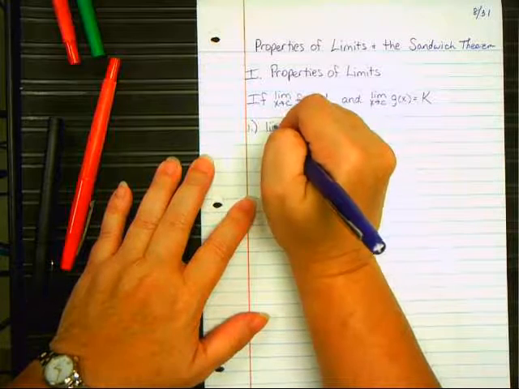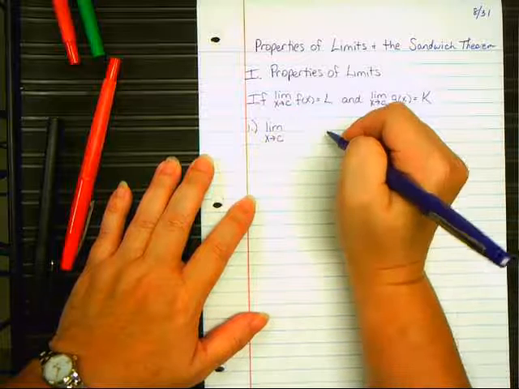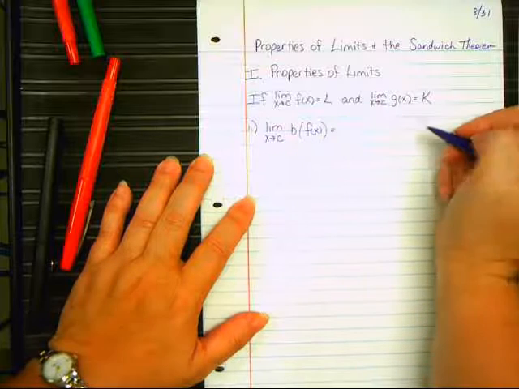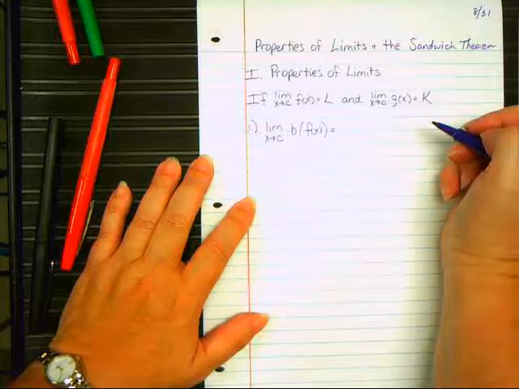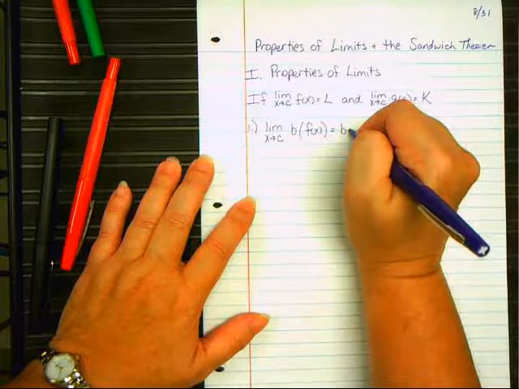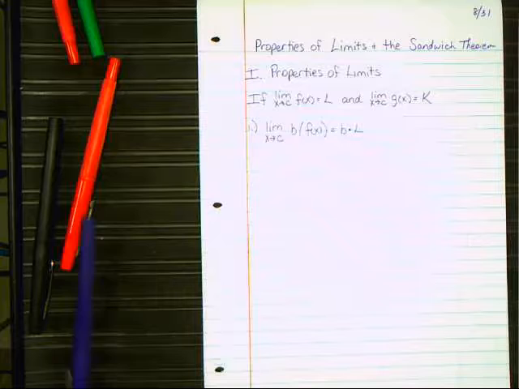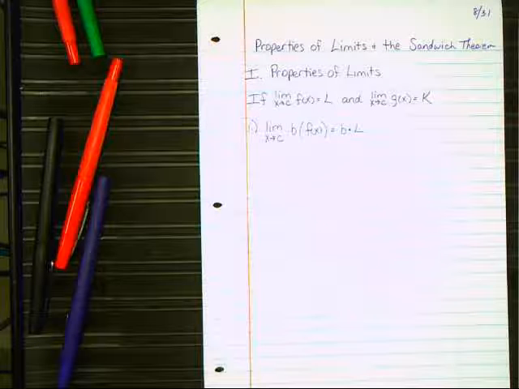First property, the limit as x approaches c of b times f of x is equal to b times L. The limit as x approaches c of b times f of x equals b times L. Now, just out of curiosity, how many of you think you understand what that's saying? A few of you. Okay, I expected a few. What I see it as saying is this.